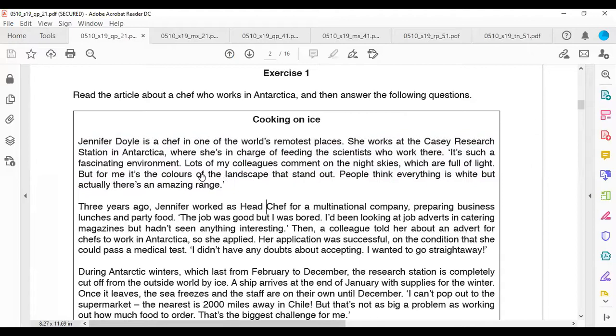Such a fantastic environment, or yes, fascinating. It's a fascinating environment. This is one, or you can say the amazing range of colors, or the colors of the landscape. Any of these is one. So, fascinating environment, colors of the landscape, or amazing range of colors. These three ideas are one. So don't write them as three, but as one.